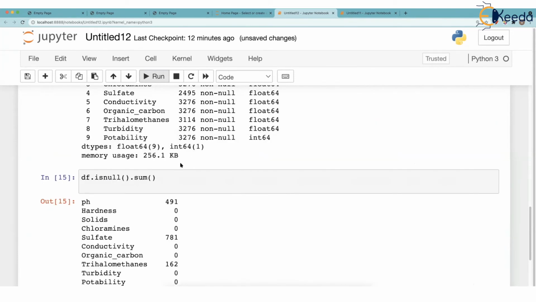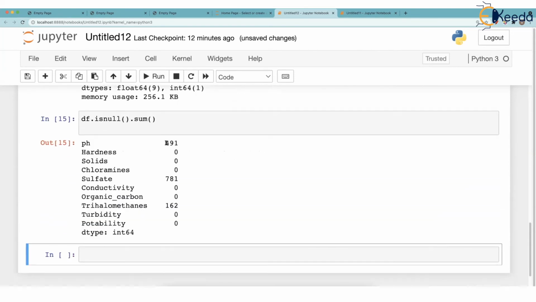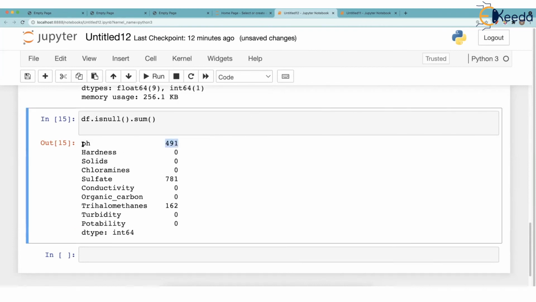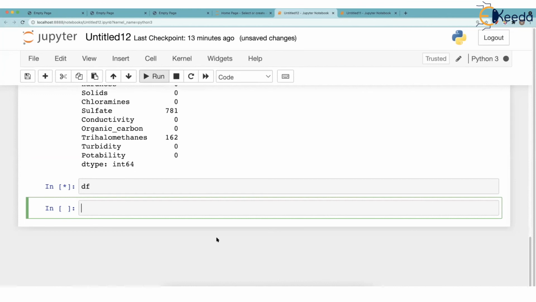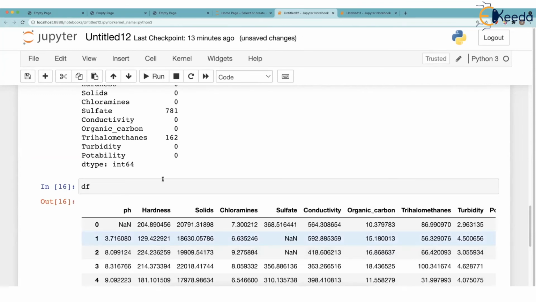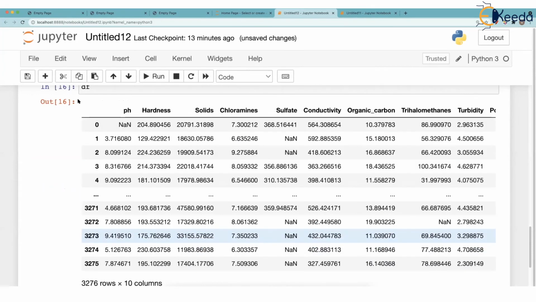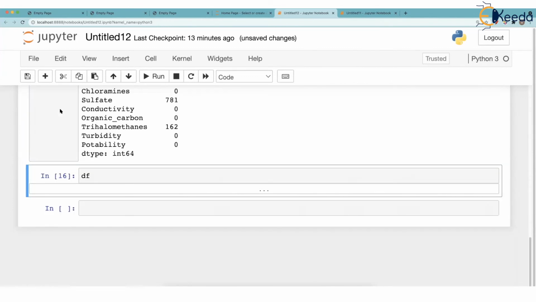So if I run this, just check. There are 491 null values under pH. And this is quite serious. This is very serious. 781 values are missing in the sulfate column. But all other columns are quite good. 162 values are missing under this column. Just check this. This is the data frame we are having. Many null values. Now, one more problem I taught yesterday that we will revise thoroughly now.